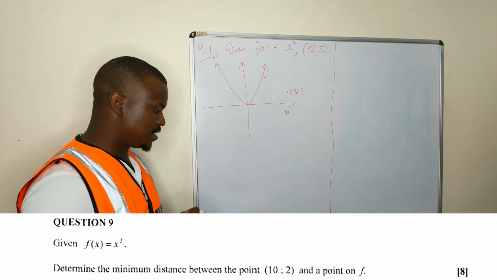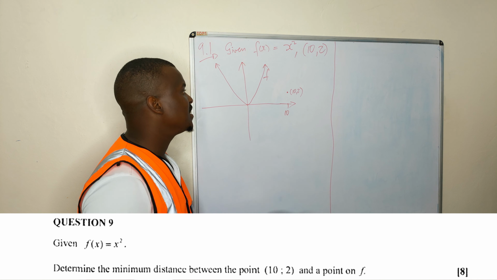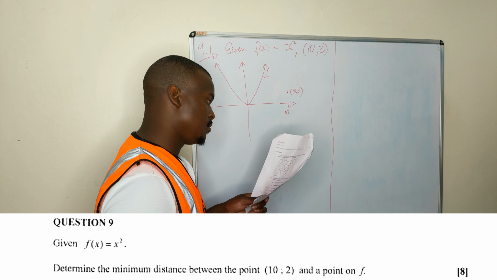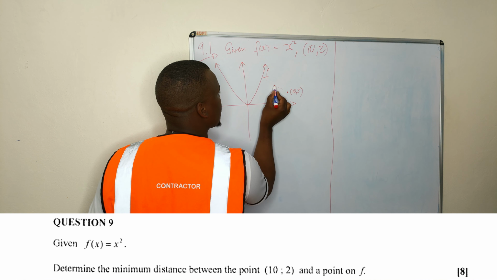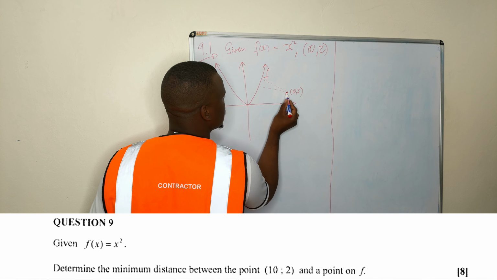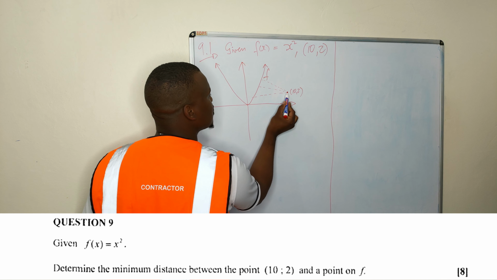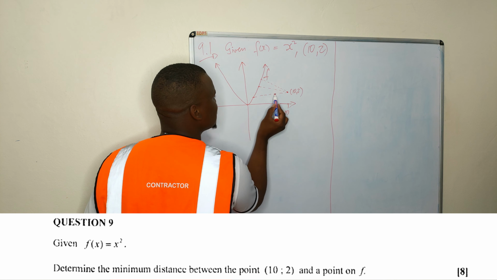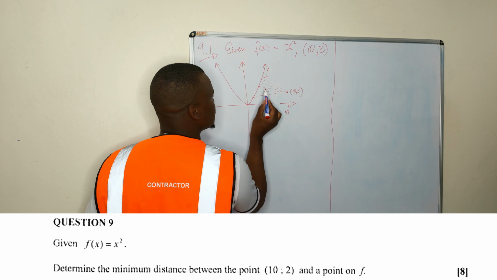So what they are asking you, they want the shortest distance between this point and this function, which is the shortest distance between the point and your function here. So they want to find the shortest distance between this point and some point here on the graph. So what is the shortest distance to a point here on this function?